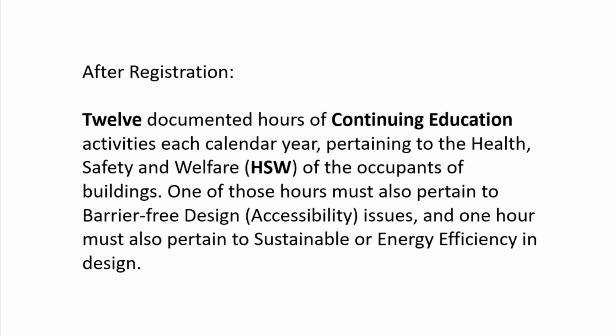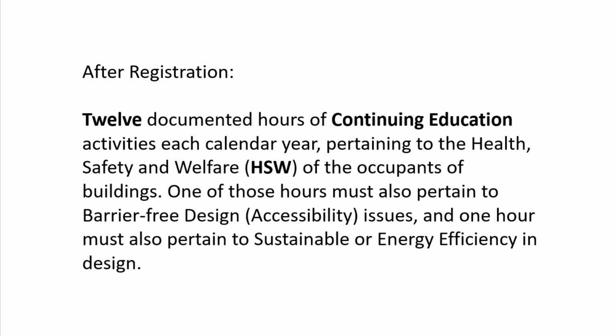That's not the end of the story or the end of the process. This is what you have to do after registration. Once you've become an architect, you have to keep your architectural license. So after you've become registered, 12 documented hours of continuing education activities each calendar year pertaining to the health, safety, and welfare of the occupants of buildings. So every year, between January 1st and December 31st, you have to engage in 12 documented hours of continuing education in architecture.